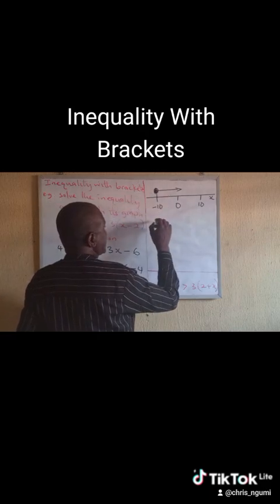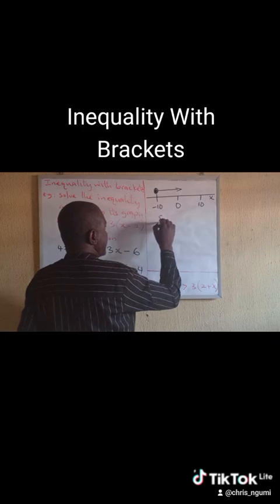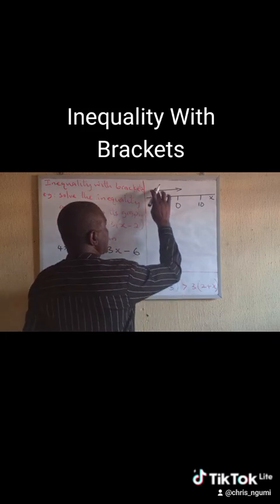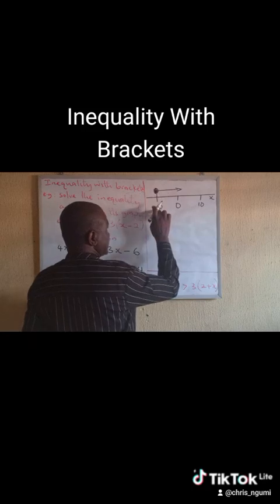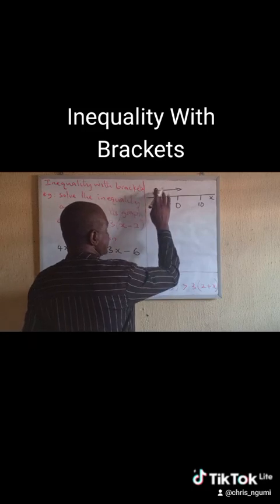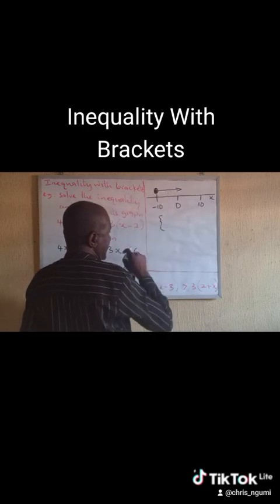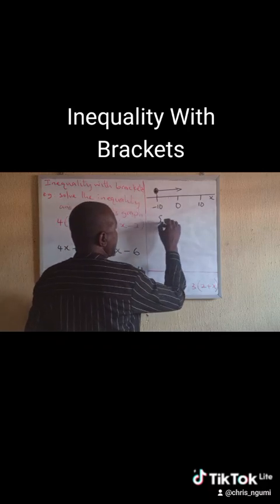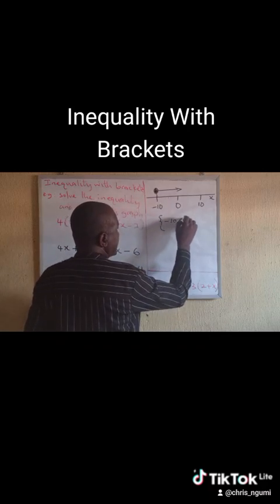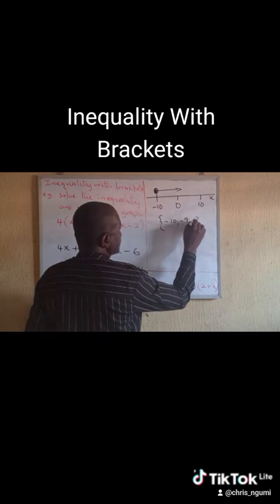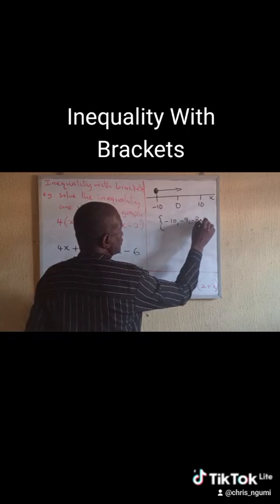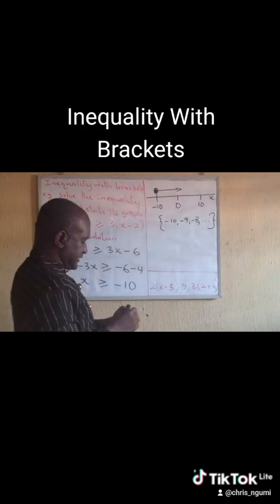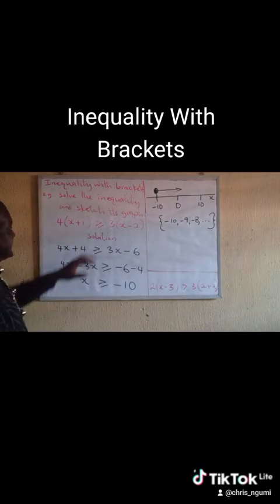So meaning that the solution set, if you put it in the set form, that means if here is shaded, that means this minus 10 is part of it. But if here is not shaded, that means you start from minus 9. So because it's shaded, because it is greater than or equals to, that means I have minus 10, minus 9, minus 8, dot, dot, dot. Then I close the bracket. So these are the values that satisfy this inequality.